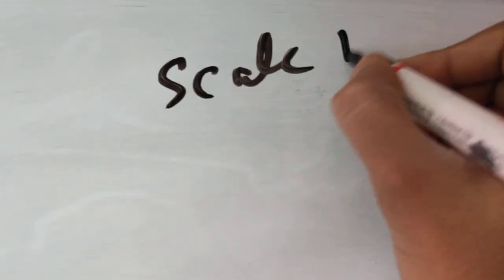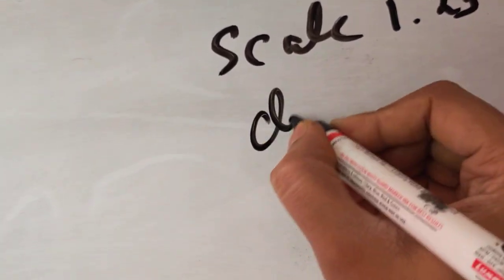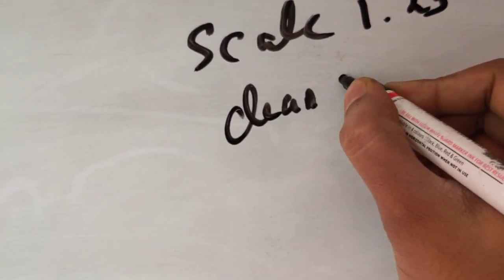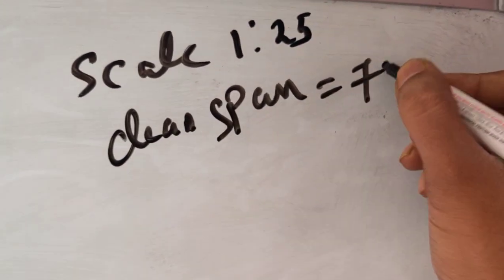So today we'll try to learn how to draw a king post roof truss. First of all, let us assume a scale of 1:25, and the clear span. Suppose the clear span given is 7 meters.